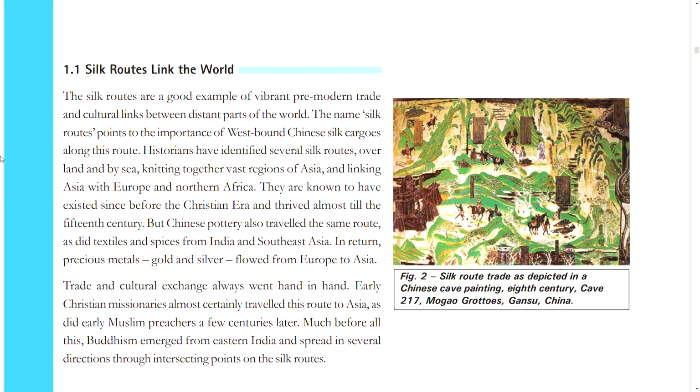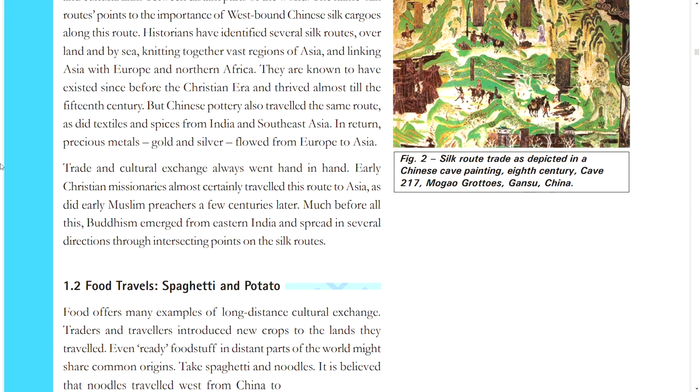Trade and cultural exchange always went hand in hand. Early Christian missionaries almost certainly traveled this route to Asia, as did early Muslim preachers a few centuries later. Much before all this, Buddhism emerged from eastern India and spread in several directions through intersecting points on the Silk Routes.